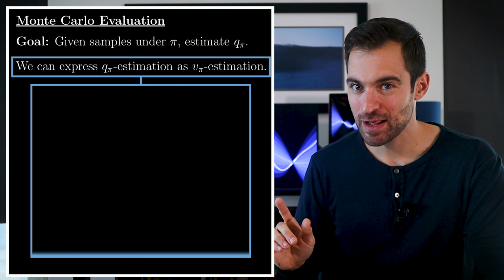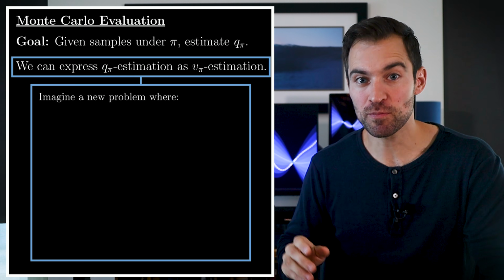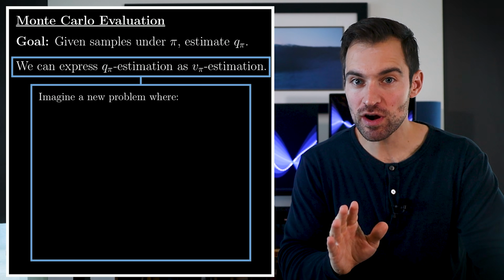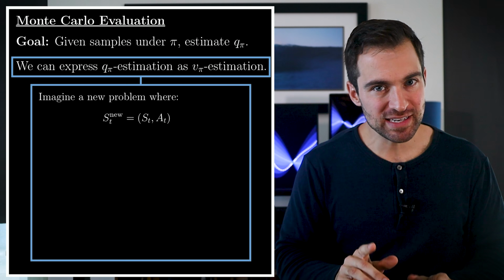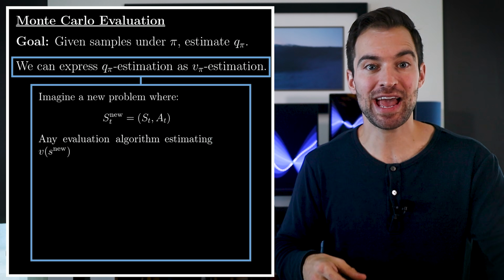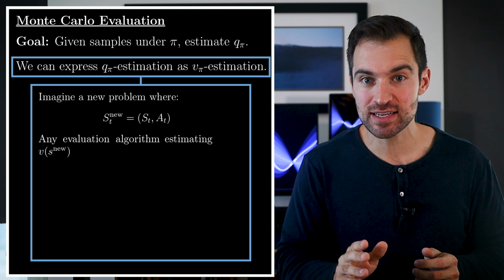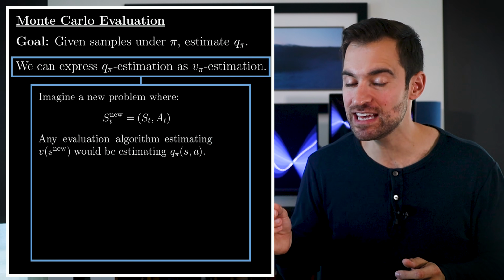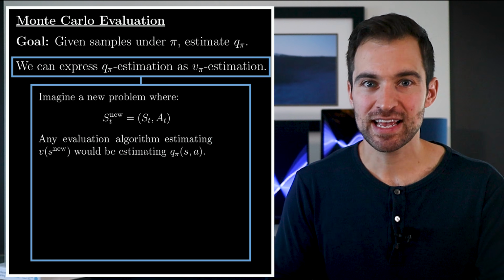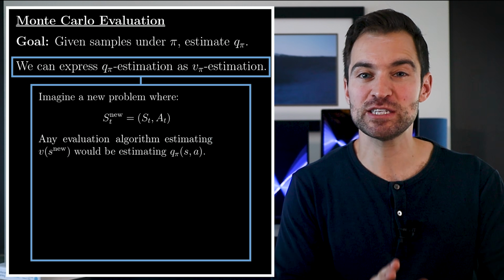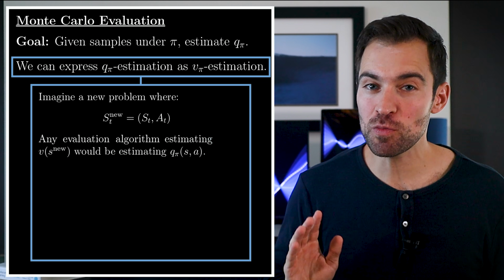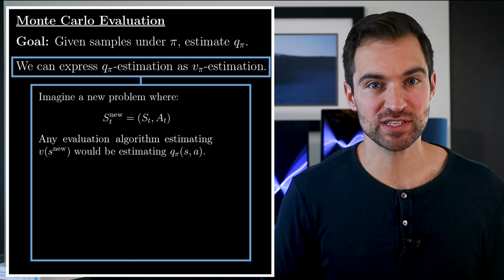We can see that by imagining a new problem where the new states are the state action pairs of the given problem. From this perspective, any evaluation algorithm estimating V of this new state would be estimating Q of the given problem. What's happening is, since evaluation treats the policy as a fixed object, we can consider the policy as part of the environment and pretend there's no policy and proceed with value estimation.